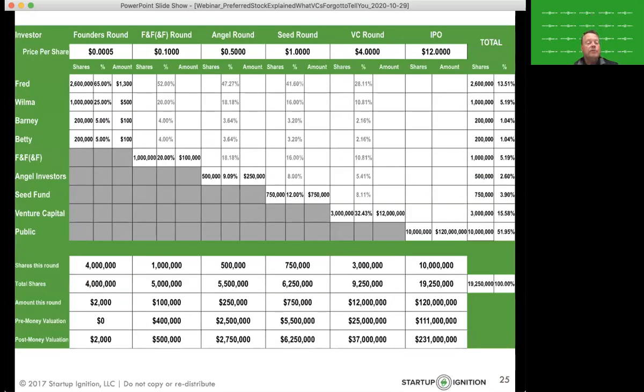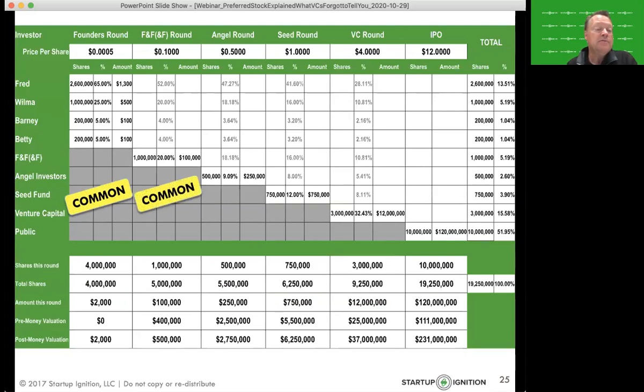First of all, when we're looking at investments in different rounds, this is a cap table taking us through the different rounds of investments, starting with the founders round, going to the friends and family round, the angel round, the seed round, the VC round, and ultimately an IPO if a company were to go that far. Looking at the types of instruments used in investment, usually in the founders round, that's all common stock that the founders get.